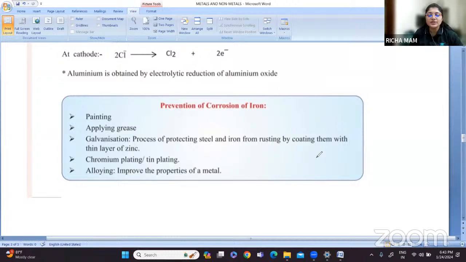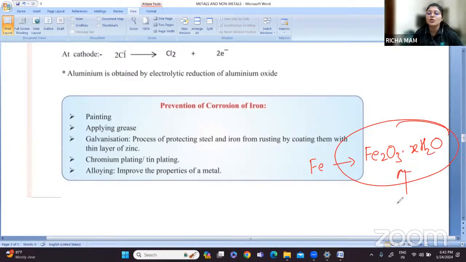So what is happening there? Your iron metal is converted into Fe2O3 dot X water molecules because it comes in contact with the moisture and air. So the metal iron is converted into ferric oxide, hydrated ferric oxide. Now, how can this corrosion be prevented?